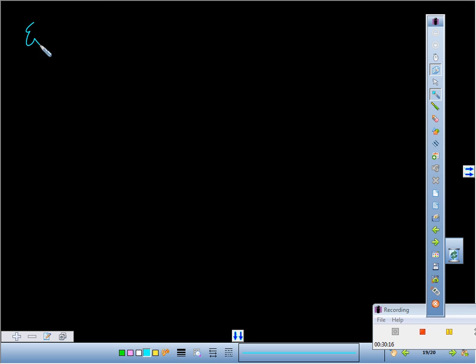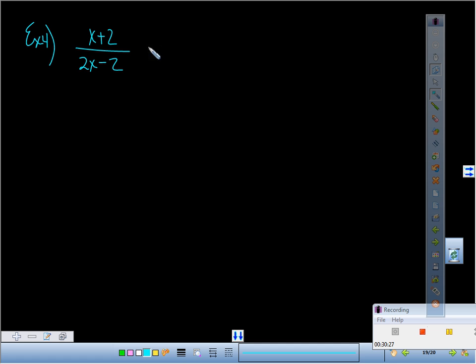This is example 4. Example 4 looks like this. Now what we're going to do is do it a little piece at a time. All right? So x plus 2 over 2x minus 2 minus negative 2x minus 1 over x squared minus 4x plus 3. Okay, I'm going to give you 30 seconds, and I want you to do the very first thing that you should do right now. You have 30 seconds.